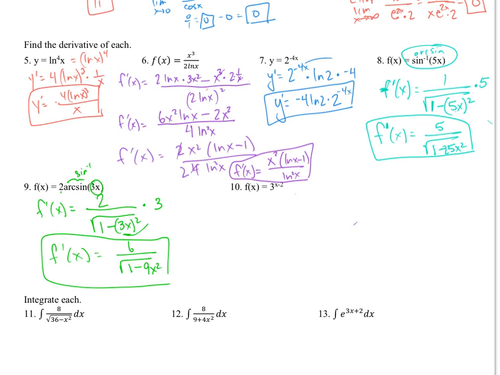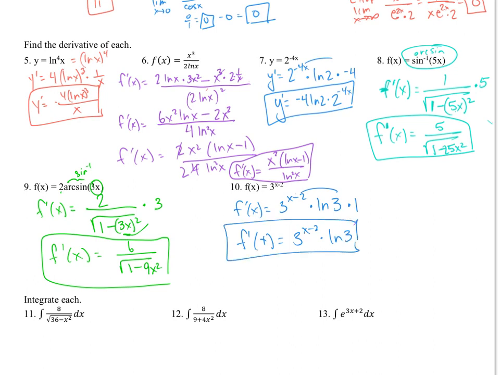And in this last one, it's the a to the x formula once again. And so for this one, f prime of x will be 3 to the x minus 2 times the ln 3 times the derivative of that, which is just going to be 1 in this case. So let's just rewrite this to look nice and clean. 3 to the x minus 2 times the ln 3. There we go.